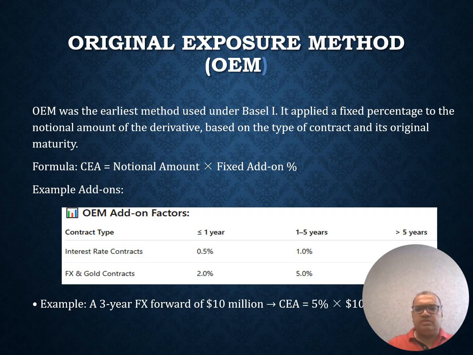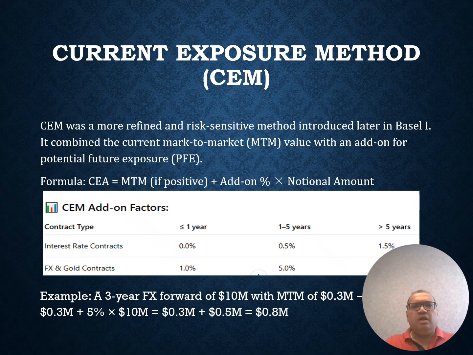So it's that. Then comes the current exposure method, which is considered to be far more accurate. In this method, you calculate the mark to market value, and then you have an add-on percentage of the notional amount, again depending on the type of contract and the tenor that is there. Type of contract would be the interest rate and the FX contract, which were the two covered by it, and the tenor would be less than 1 year, 1 to 5 years, greater than 5 years. And then you had the various percentages applied. Now let's understand with an example.